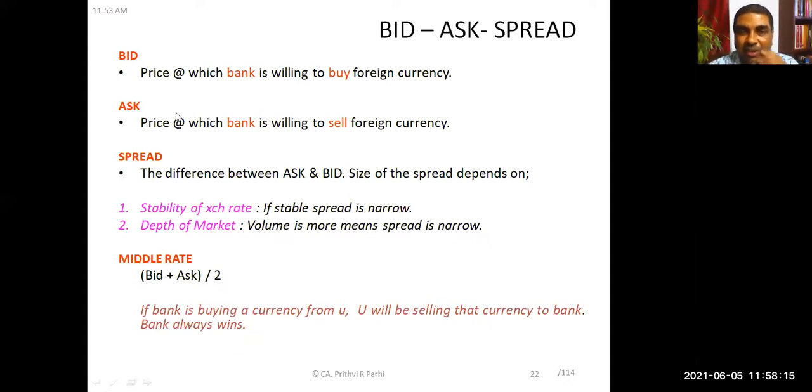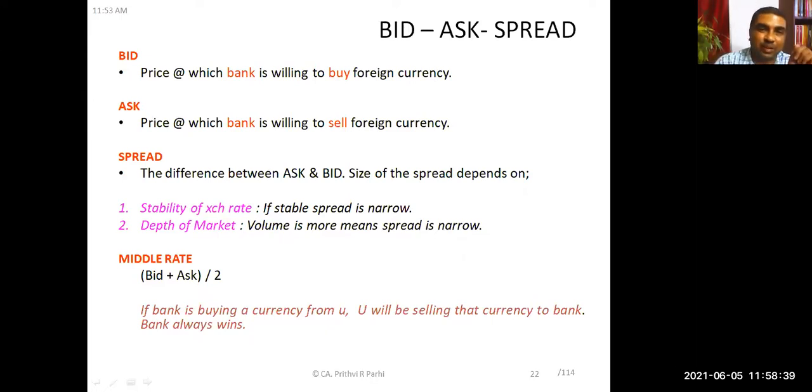Also we need to understand the term spread. Spread is the difference between ask and bid. Suppose the bank is buying dollars at 75 and selling at 76. So the spread is 1. So the bank is buying dollars at 75 and selling at 76.